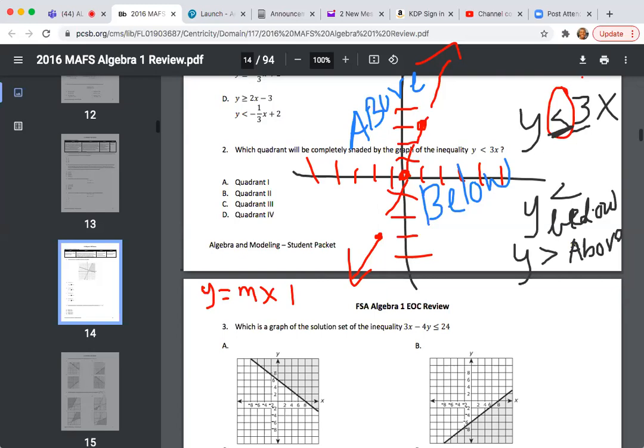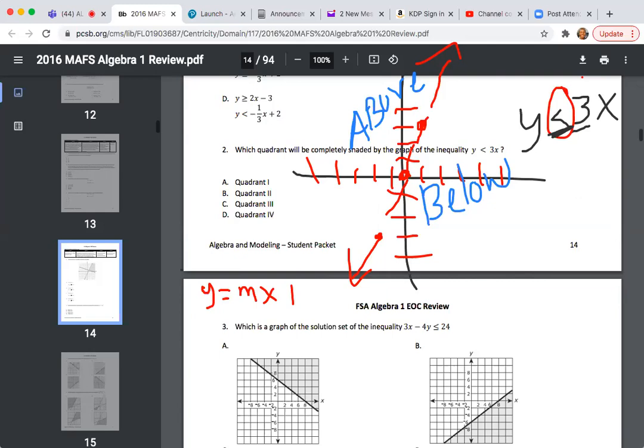Now, Mimi, here's another way you can check to see which side to shade. Here's another way for you to decide if you're confused by this. What you do, Mimi, is pick a point.